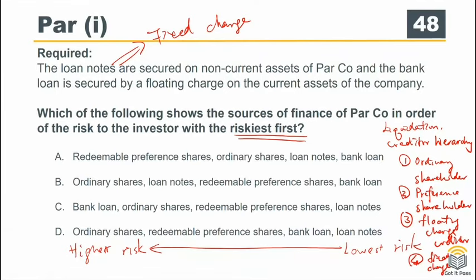So looking at options 1, 2, 3, 4 here, you can see which answer is correct. It should be D. The ordinary shares are the riskiest item. They have the lowest priority to claim when the company is going into liquidation. And next should be the preference shareholders, or the redeemable shareholders here. And then the bank loan, because they are secured by the floating charge on current assets. And the last, the safest type of investor, is the loan note holder.